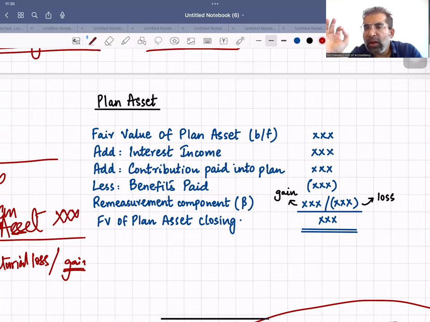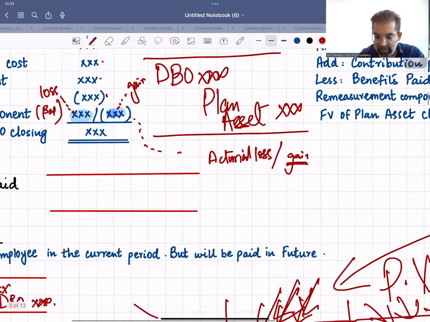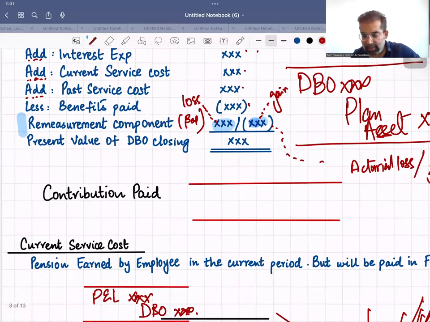So how does the employer open the plan asset account? Very simple. The employer will put a hand in his pocket and contribute into the plan asset. The employer will put some funds in the plan asset, or you can think of it as the stock market. In simple terms, the employer has started investing in the plan asset or stock market. So the first entry will be of the contribution paid in the plan.